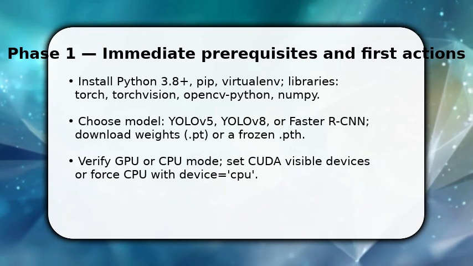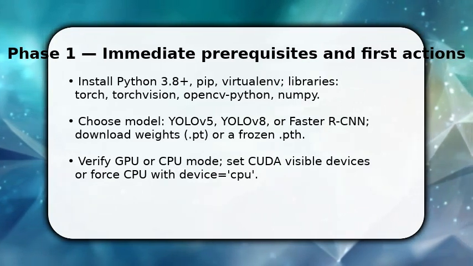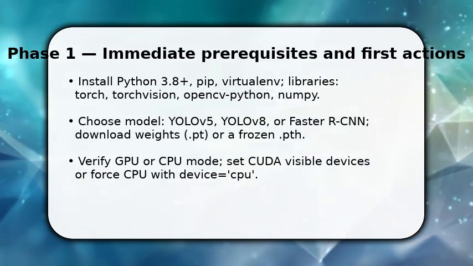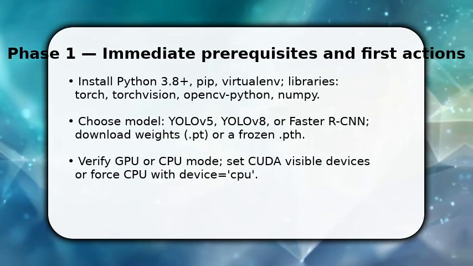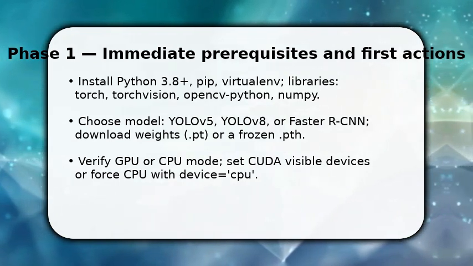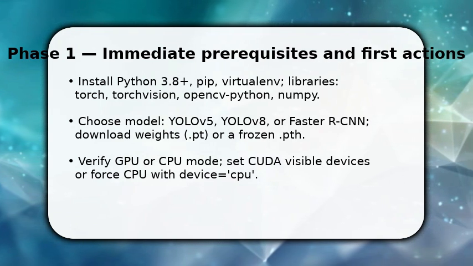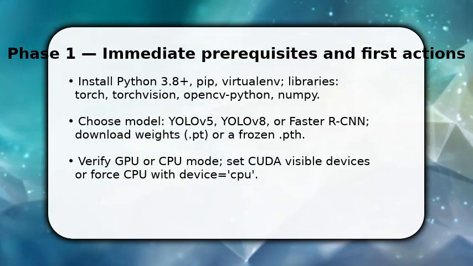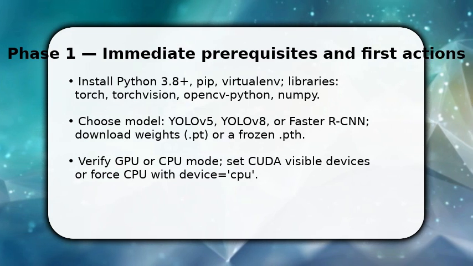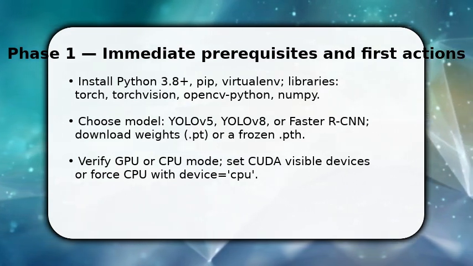You start by preparing the environment and getting a model. Create a virtualenv, pip install torch, torchvision, OpenCV, and NumPy, and make sure the dependencies match. Next, choose a pre-trained detector, YOLOv5 or Faster R-CNN, and download the weights file. This gives you valid anchors and classes.